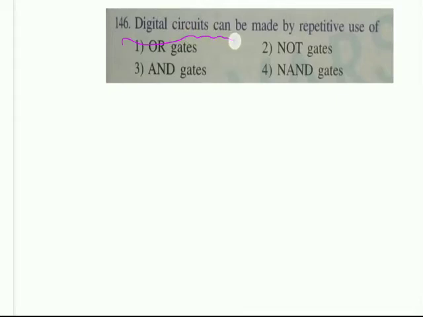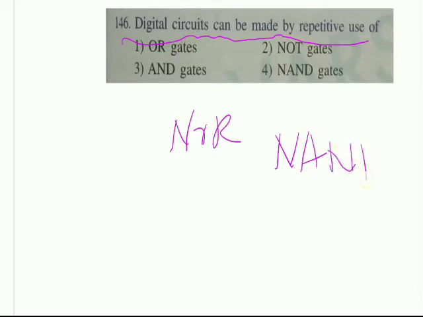Digital circuits can be made by repetitive use of universal gates. So NOR and NAND gates are universal gates. So option 1 is the correct answer: digital circuits can be made by repetitive use of NAND gates. So these are NAND gates, or universal gates. So it is using repetitive.